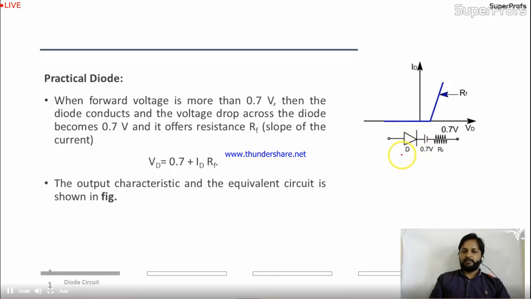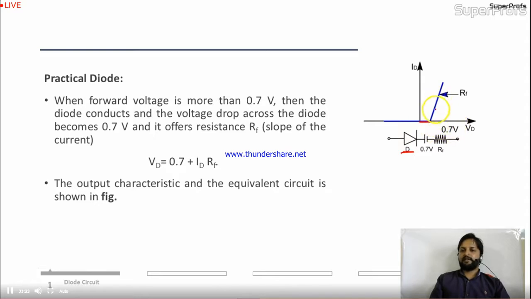This is the diode symbol. The cut-in voltage is connected in series with this. Cut-in voltage will oppose the input, means you have to subtract 0.7, and this is the resistance of the diode over here. If you see this graph, before 0.7 the diode is not working. This is the dead zone.